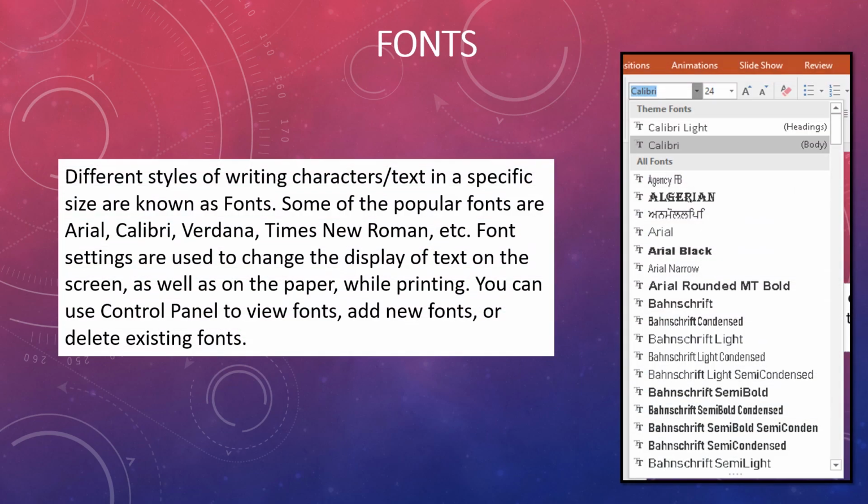Next, we are going to learn about how to change the font styles. We know that we have different styles of writing characters, text in a specific size, which are known as fonts. You must have used some popular fonts like Arial, Calibri, Verdana, Times New Roman. You can see a list shown over here on the right side. So you have numerous kinds of fonts in the computer system, that is your Windows. If you want to change certain settings or add some new fonts, you can do it with the help of the control panel.